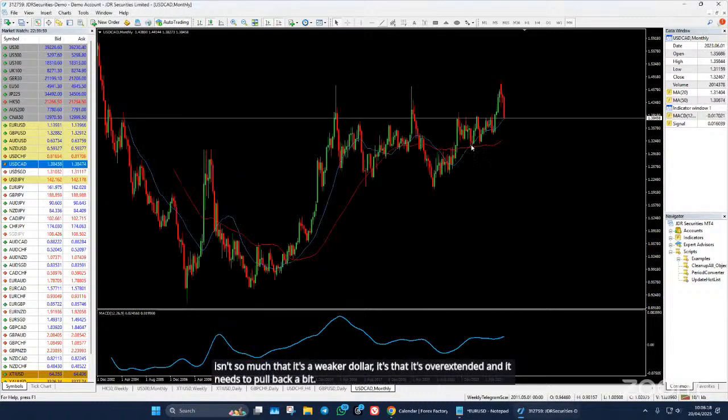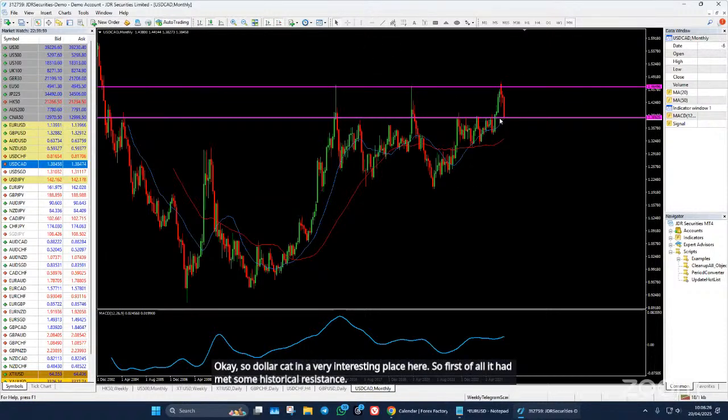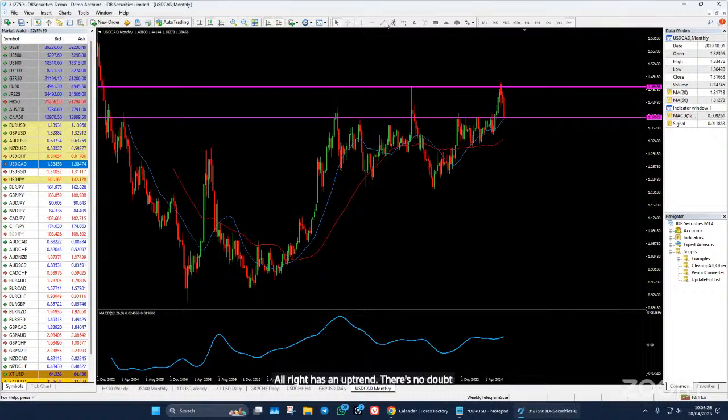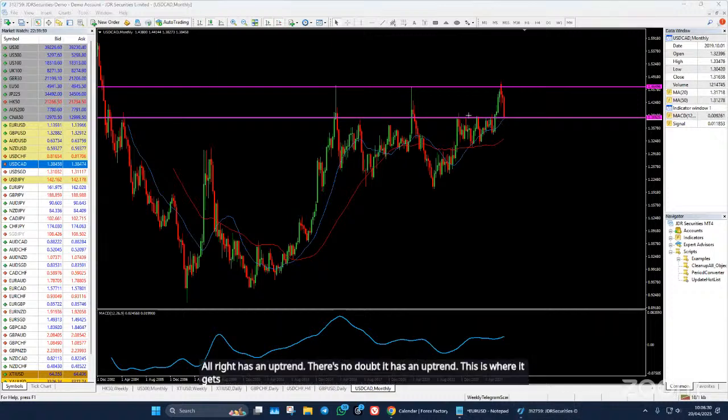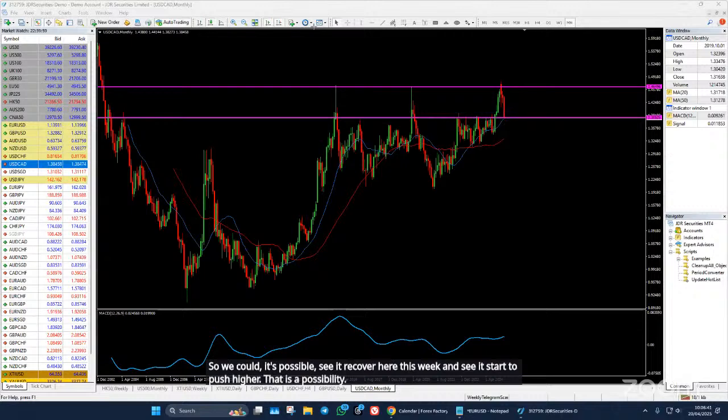Dollar CAD. Okay, so dollar CAD in a very interesting place here. So first of all, it had met some historical resistance. All right, has an uptrend. There's no doubt it has an uptrend. This is where it gets interesting. It's pulled back into a level of resistance and a possible area of support. So we could, it's possible, see it recover here this week and see it start to push higher. That is a possibility.